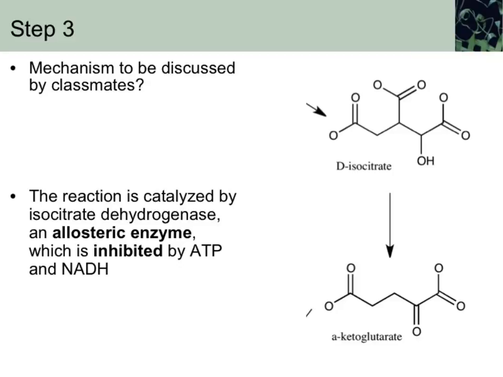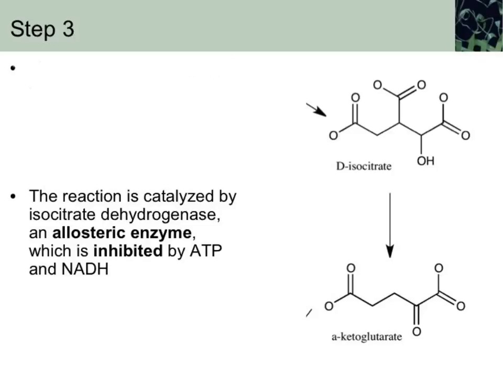Okay. Isocitrate to alpha ketoglutarate. Don't worry about that mechanism, to be discussed by classmates. That was from a previous class, and somebody was going to talk about it. We've got our enzyme, isocitrate dehydrogenase. How do we have a flag that it's a dehydrogenase? Without the enzyme name, how do we know it's a dehydrogenase?